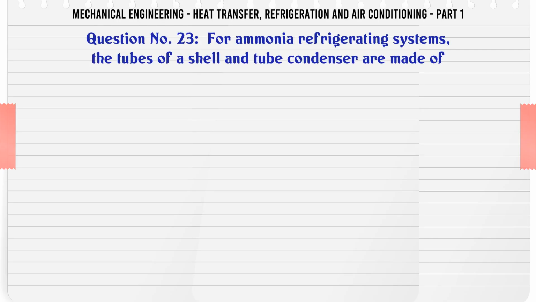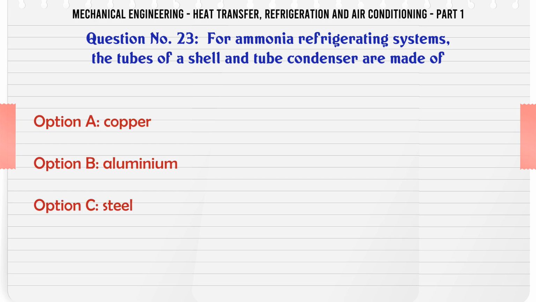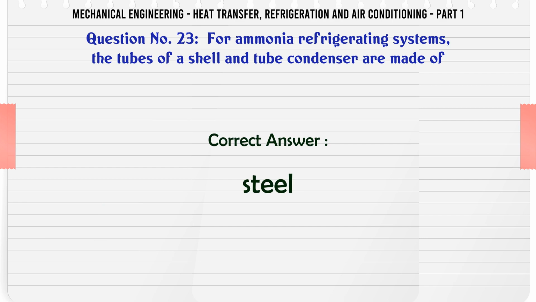For ammonia refrigerating systems, the tubes of a shell and tube condenser are made of: A. Copper, B. Aluminium, C. Steel, D. Brass. The correct answer is steel.